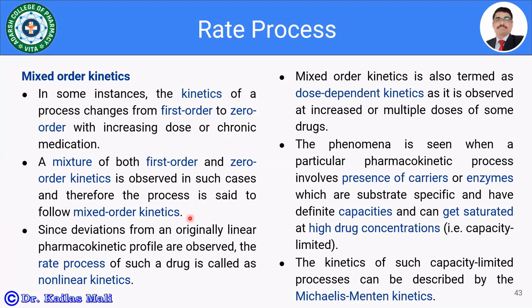First order is predominant, since deviations from an originally linear pharmacokinetic profile are observed, and the rate process of a drug is called non-linear kinetics. We are not getting linearity in the kinetics. Mixed order kinetics is also termed dose dependent. So as we increase the dose, the kinetics of the drug is going to change, and it is observed at increased or multiple doses of some drugs.